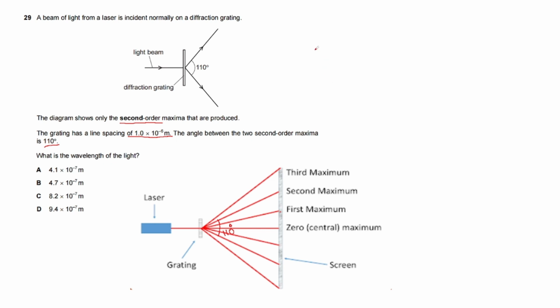Okay, what we have is the formula for the diffraction grating, that is n lambda equals d sine theta. The theta value is the angle between the central maxima and the order of this maxima. Here it is the second maxima. This is the theta value that we need to consider, which is half of 110, which is 55 degree. The n value would be second order, so it will be 2, and d value is 1.0 times 10 to the power minus 6 meter, and theta is 55.